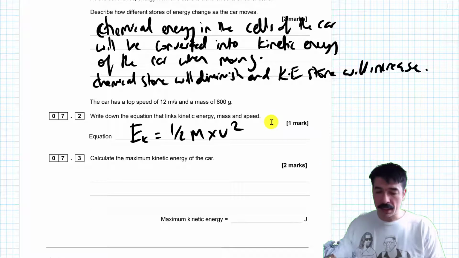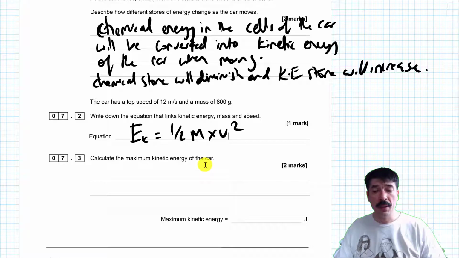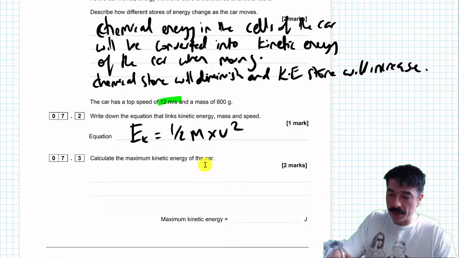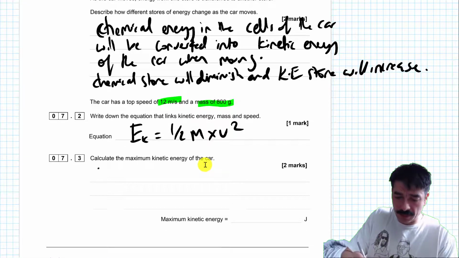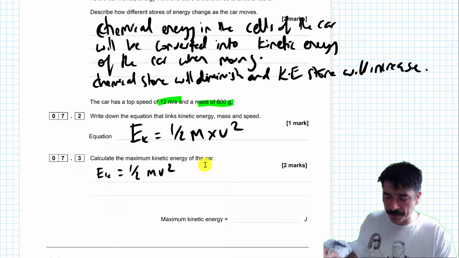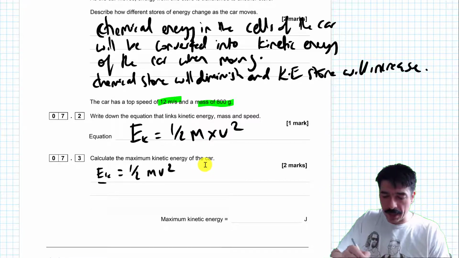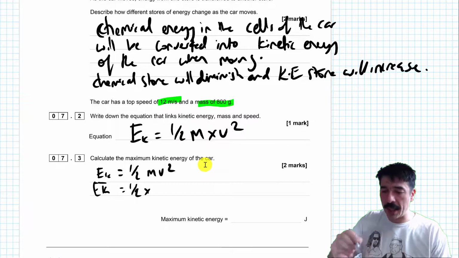Okay, right, calculate the maximum kinetic energy of the car. Okay, so we're going to follow the standard procedure here. The standard procedure is to write your formula first. Even though I've just written it up there, I'm going to write it again so I can then clearly substitute my numbers correctly. Do I have the energy? No, I don't. It's what I'm being asked for. Do I have the number a half? Yes, I do. So I can just put in the half there, times by the mass, 800 grams.